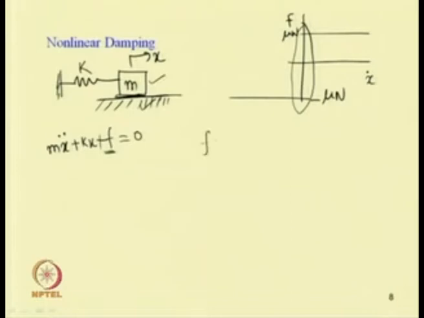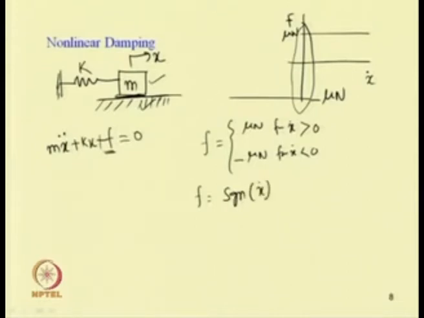This F, the Coulomb damping force, we can write equal to plus mu N for x dot greater than 0 and equal to minus mu N for x dot less than 0. Or one can write F equal to mu N times signum x dot, where signum x dot equals plus 1 for x dot greater than 0 and equal to minus 1 for x dot less than 0. So one can write this Coulomb friction, or Coulomb damping.